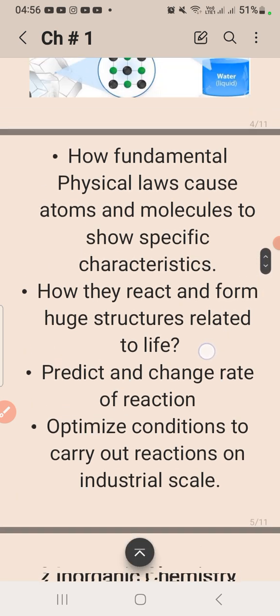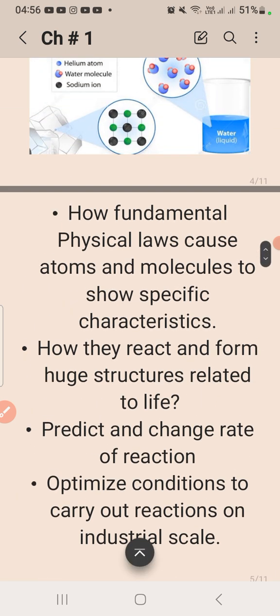Now physical chemistry can also predict and change the rate of reaction. Rate of reaction means the speed of reaction. Obviously, in physical chemistry, we study which factors affect the rate of reaction. By knowing the factors, we can predict whether a given reaction will be fast or slow. And in this way, by changing these factors, we can change the rate of reaction also.